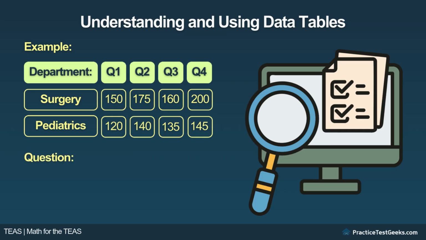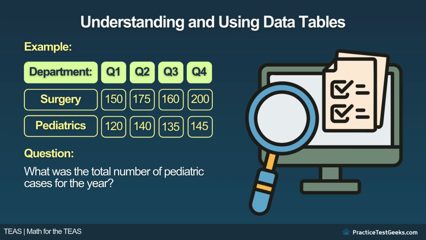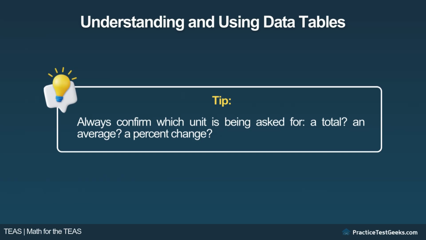Now, here's a sample question. What was the total number of pediatric cases for the year? To solve, just add up the quarterly numbers for pediatrics. 120 plus 140 plus 135 plus 145 equals 540 cases. TEAS tip: be careful. Some questions ask for totals, some for averages, or even percent changes. Always double-check what the question is really asking.